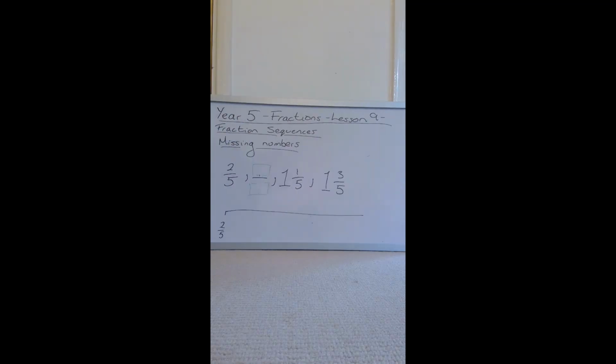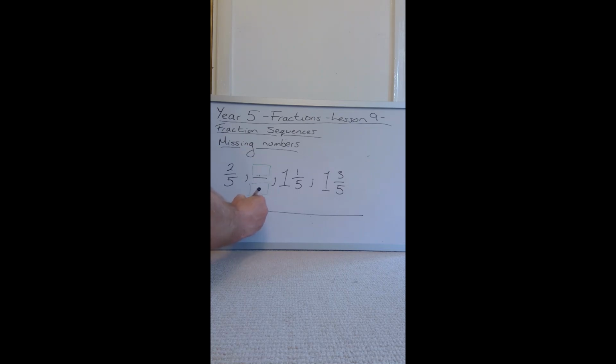Sometimes the jumps can be even larger. In this case, we can see it goes from 2/5 up to 1 3/5, but the jumps aren't going up in fifths, so we need to work out how big the jumps are. So I can start, and I can use a blank number line to help me. If I start at 2/5, I'm going to initially start counting up just in fifths because it's the easiest way of doing it, and all the denominators are fifths.